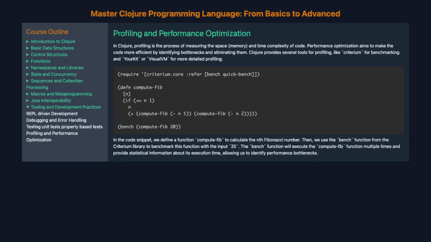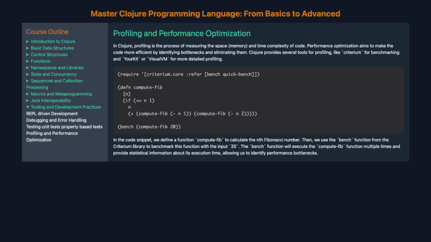Profiling and performance optimization. In Clojure, profiling is the process of measuring the space, memory, and time complexity of code. Performance optimization aims to make the code more efficient by identifying bottlenecks and eliminating them. Clojure provides several tools for profiling, like Criterion for benchmarking and YourKit or VisualVM for more detailed profiling.